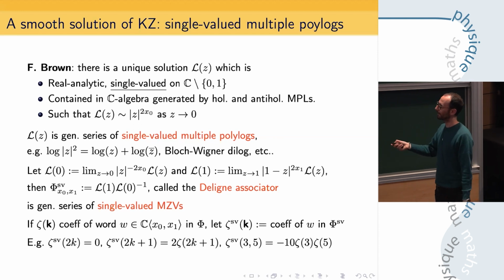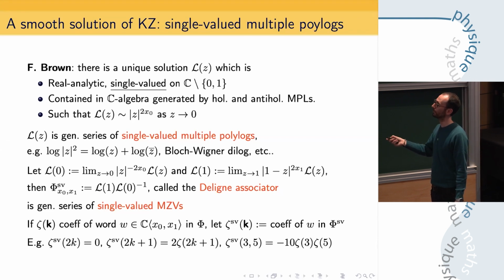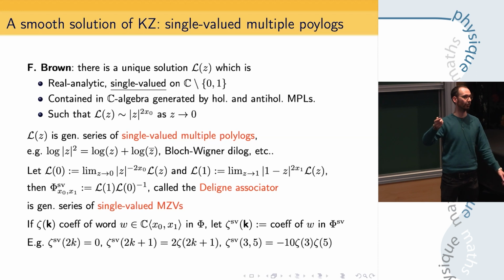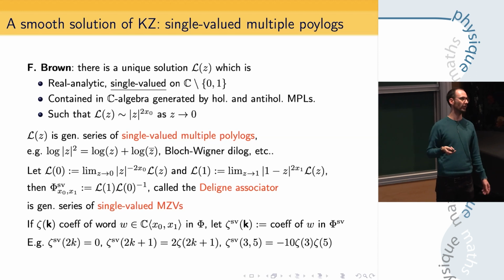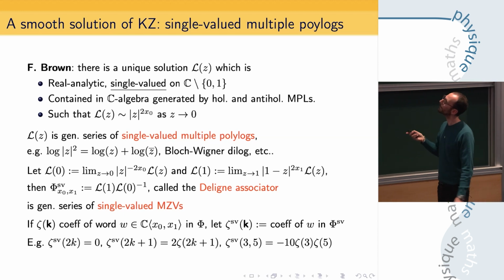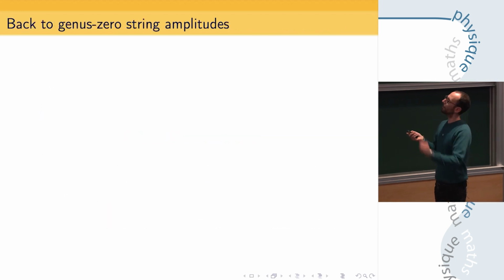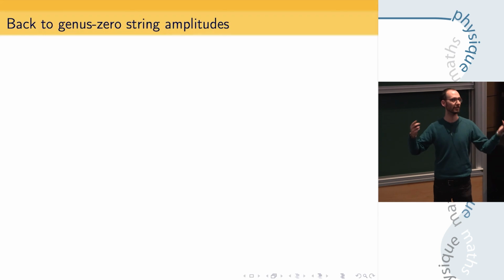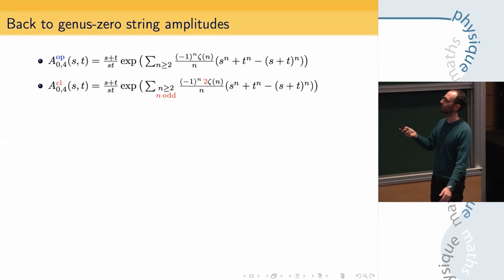And examples are like: even zeta goes to 0, odd zetas go to twice themselves, and the first irreducible multiple zeta value is a product of single zetas, and you need to go to weight 11 to find the first irreducible single-valued multiple zeta value. But there are irreducible single-valued multiple zeta values. Okay, and now let's go back to genus zero string amplitudes, because we can at least say what's the state of the art now that we have defined these objects.